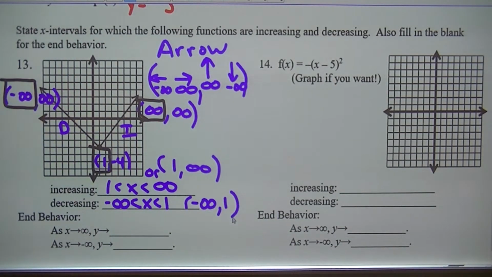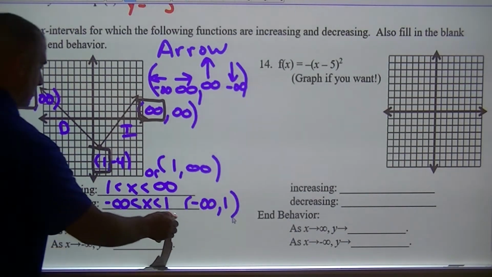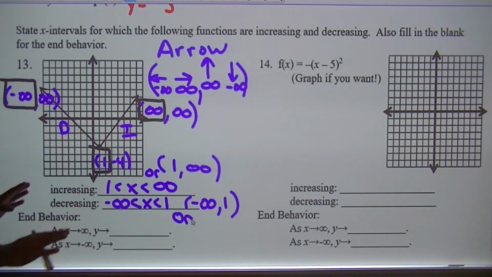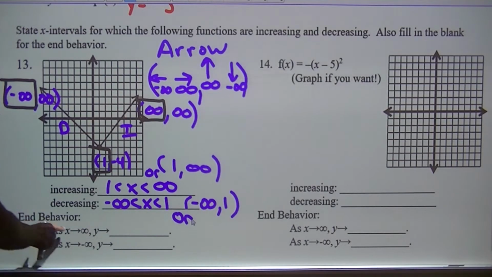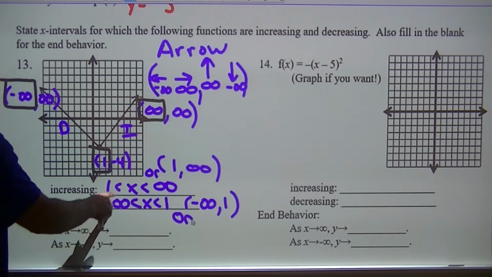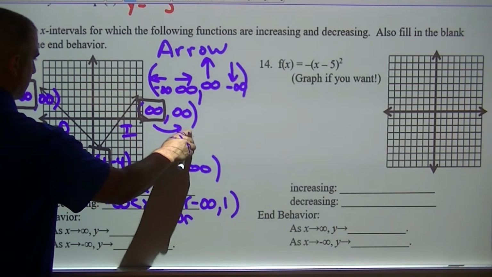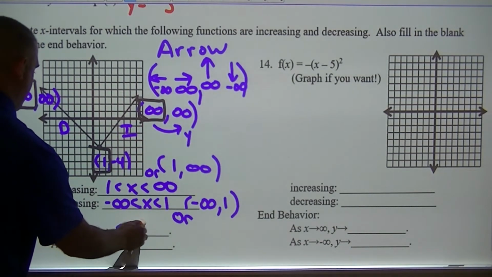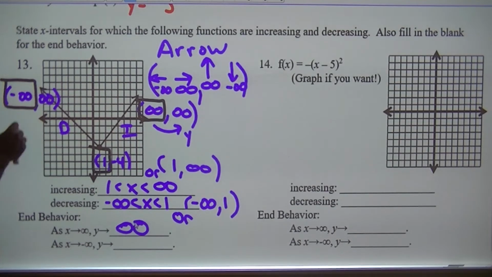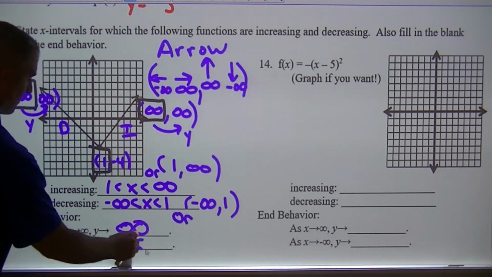Now the end behaviors, either or. So I would take either as an answer. End behaviors is x approaches infinity. So what I do is I find the x coordinate that's infinity, then I ask myself, what's the y coordinate? Well, that's also going to be positive infinity. As x approaches negative infinity, what's the y coordinate? The y coordinate is also positive infinity.